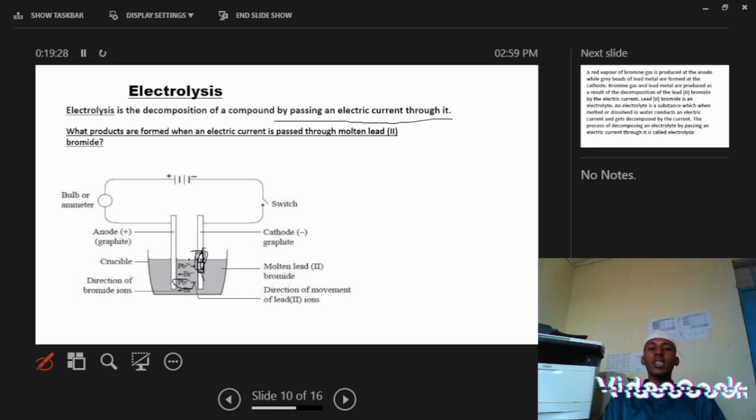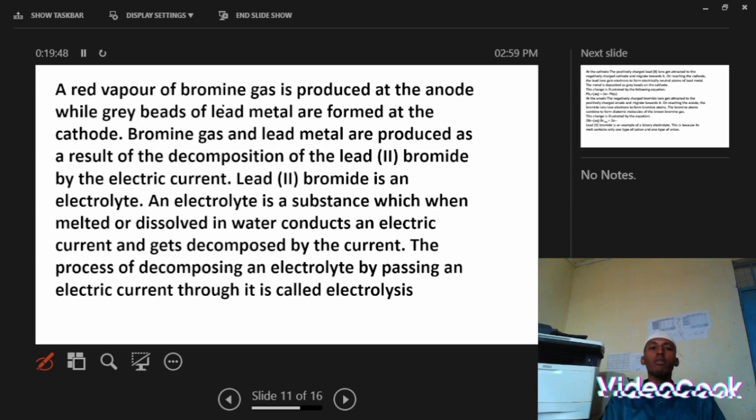Bromide ions, since they have a negative charge, migrate toward the anode, the electrode connected to the positive terminal of the battery, and form bromine gas, a red-brown gas. When the switch is on, a red vapor of bromine is seen. The bromine gas, the red vapor, is produced at the anode, while gray beads of lead metal are formed.